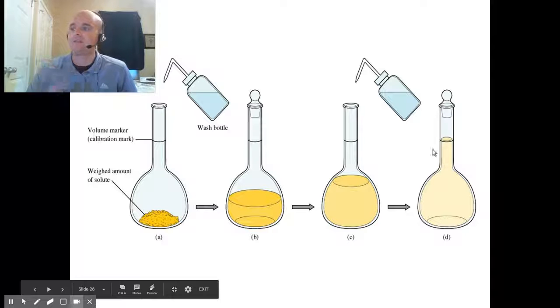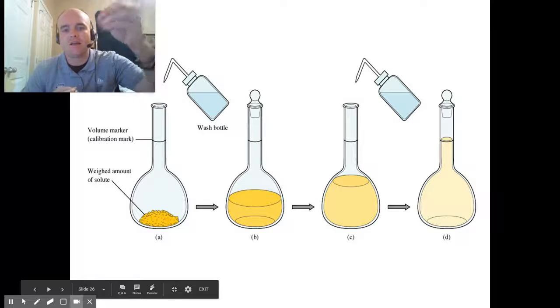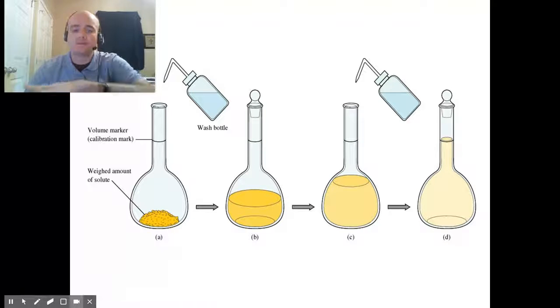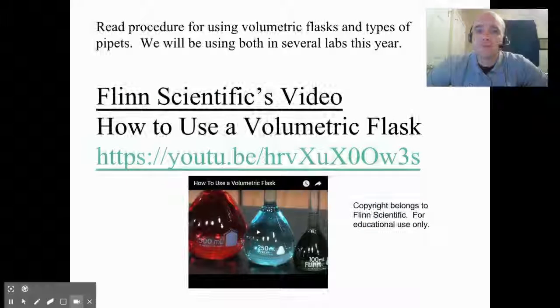They did skip one step at the beginning where you would actually have to add just a little bit of water down at the bottom so that when you add the solid or the solute, it has something to dissolve into, and it will actually dissolve a lot faster that way. Preparing your own solution and the materials involved in it are routinely tested on the AP test.